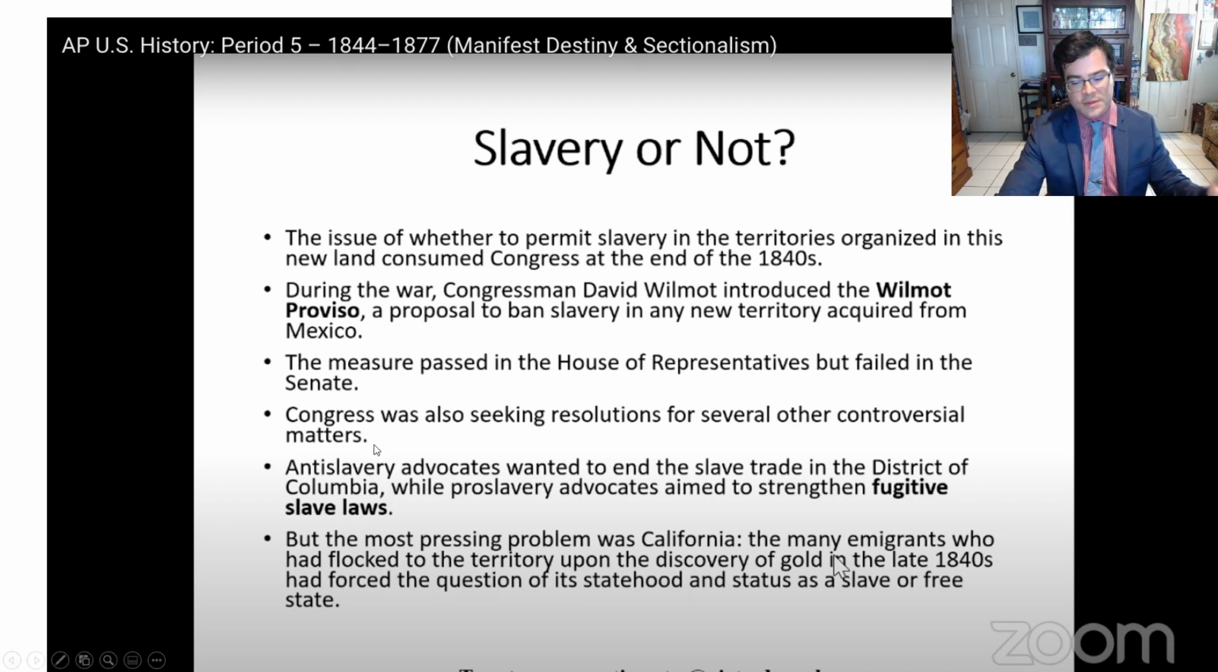So there's going to be some more debate, right? The anti-slavery advocates are going to want Washington, D.C. to not have slavery, and the pro-slavery legislators and politicians are going to want stricter fugitive slave laws so that if there are runaway slaves, they can get the slaves back in the South. The issue of California is coming up with a lot of people moving to California for the gold rush, right?